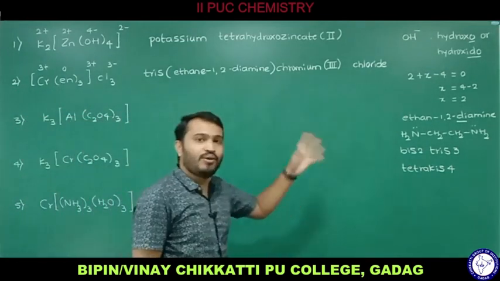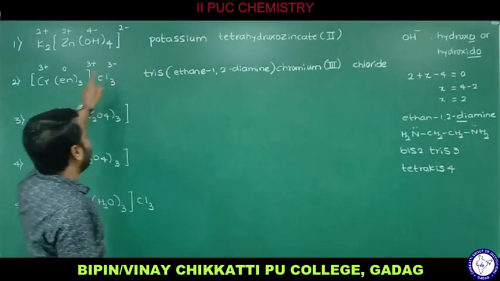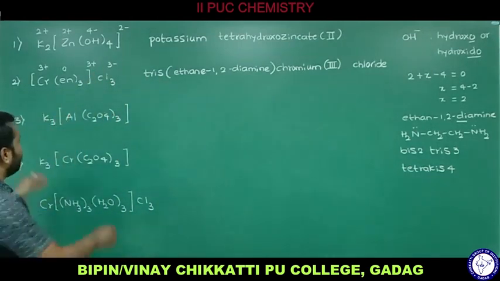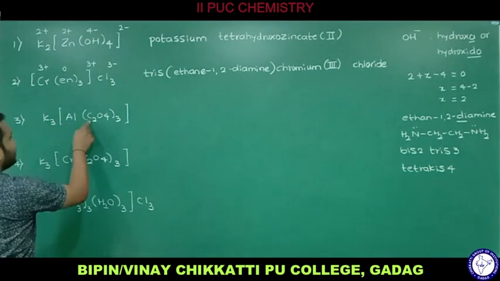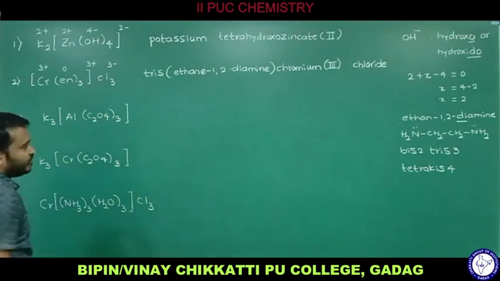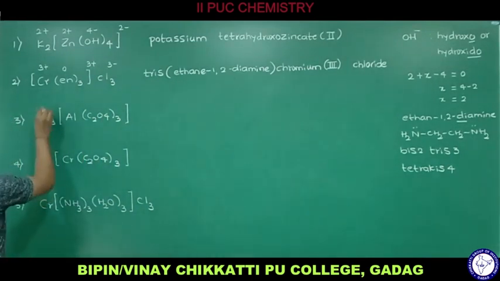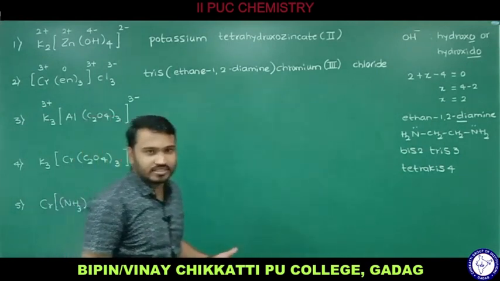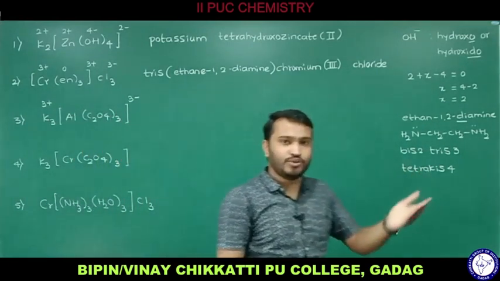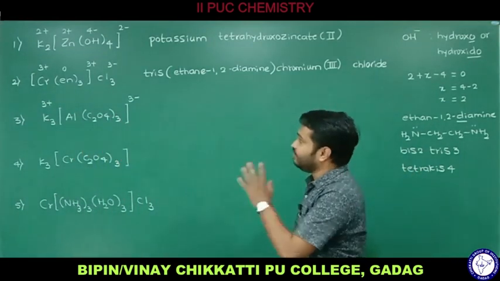Chromium 3 chloride. So the first one was an anionic complex, the second one is a cationic complex. We'll see the third example: K3[Al(C2O4)3]. Potassium is plus 1, totally it is 3 plus, so the complex charge will be 3 minus. It is an anionic complex, and there is a rule you need to know to write the respective name.